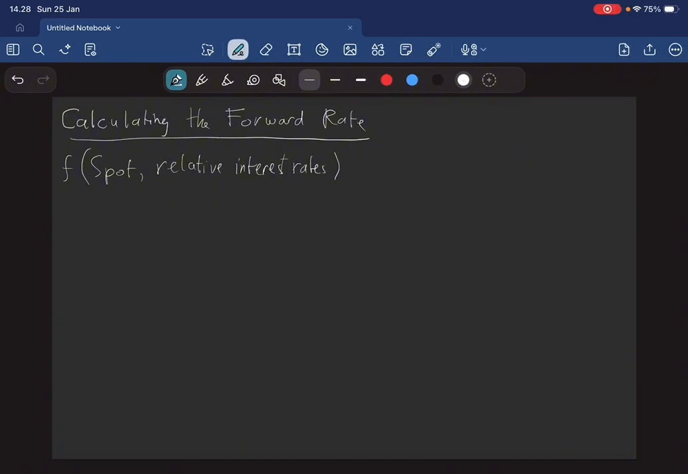Because the assumption is that any funds you have will be invested in a time deposit of that currency. The forward rate is the rate which neutralizes the effect of differences in the euro currency interest rate. So, forward rate is the rate which neutralizes.